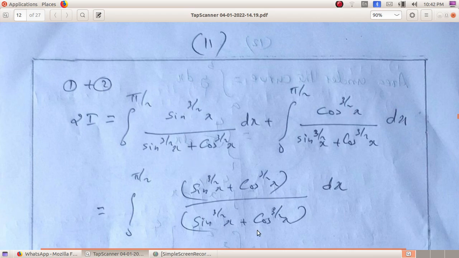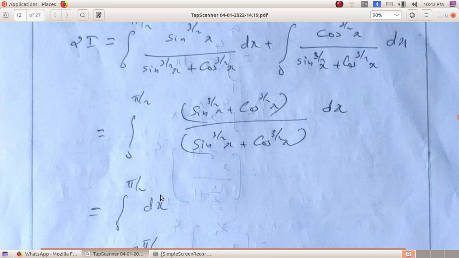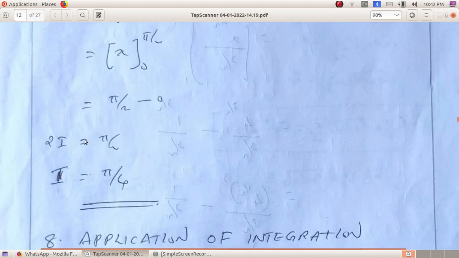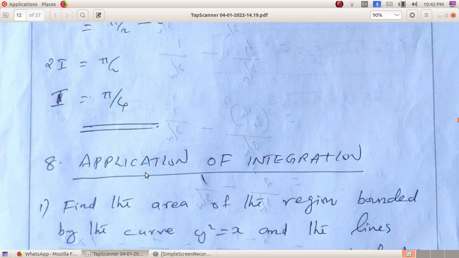Now this can be cancelled, right? So dx, integral from 0 to pi by 2 dx. Integral dx means x, 0 to pi by 2. First pi by 2 for x, then minus 0 for x. So the answer is pi by 2. That's 2I is equal to pi by 2, then I is equal to pi by 4. So that is all about the integration chapter.